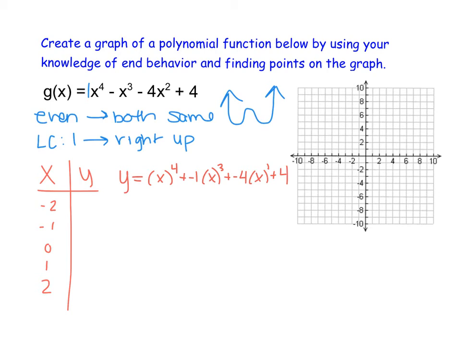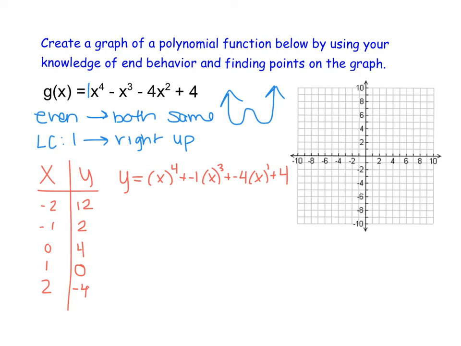So if I use my calculator and start substituting in the values, when I substitute in -2, I find a value of y to be 12. Then if I repeat that with -1, I find a y value of 2. If I repeat that with 0, I find a y value of 4. If I repeat that with 1, I find a y value of 0. And if I repeat that with 2, I find a y value of -4.